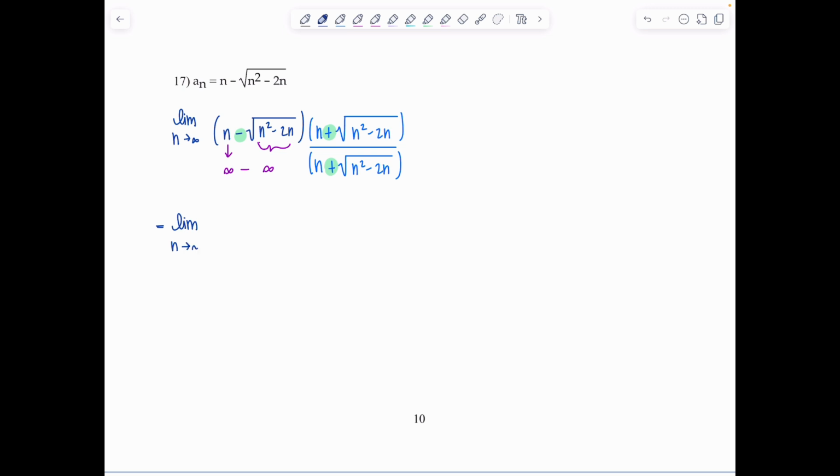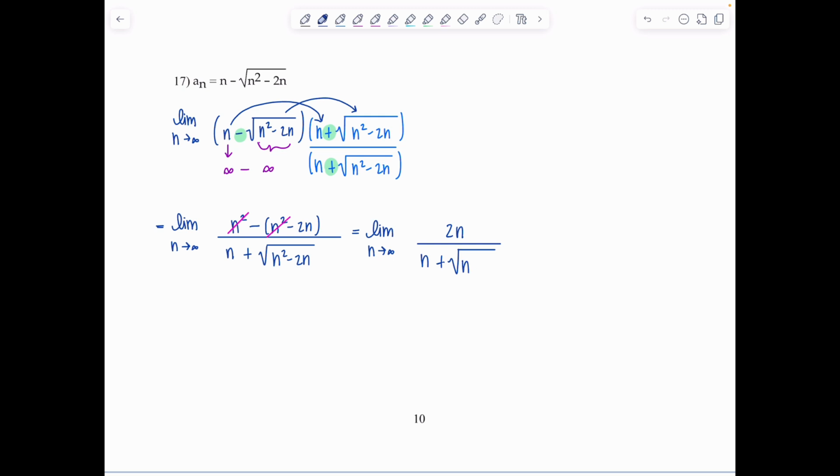So limit n goes to infinity. It's going to be n times n, so n squared minus rad n squared minus 2n times rad n squared minus 2n is just n squared minus 2n, no more radical. And then in the denominator, we've got n plus square root n squared minus 2n. Good? Okay, and then I can clean up in the numerator. These n squareds go bye-bye. So we've got limit n approaches infinity, 2n over n plus square root n squared minus 2n.